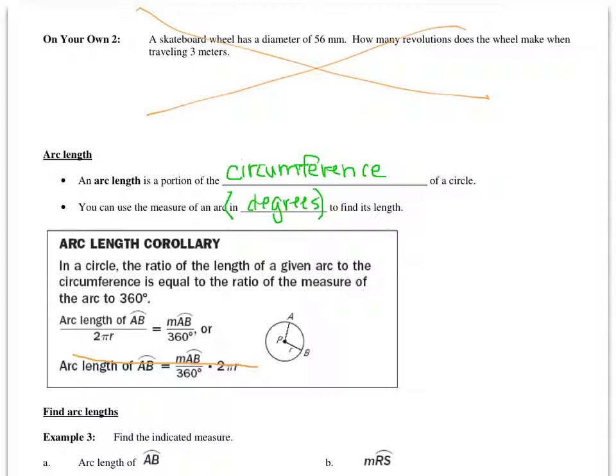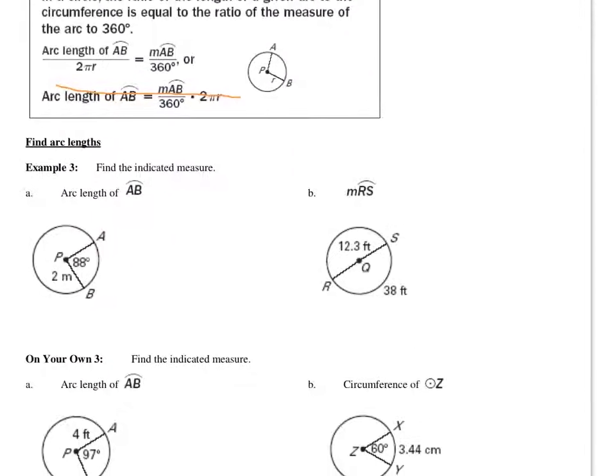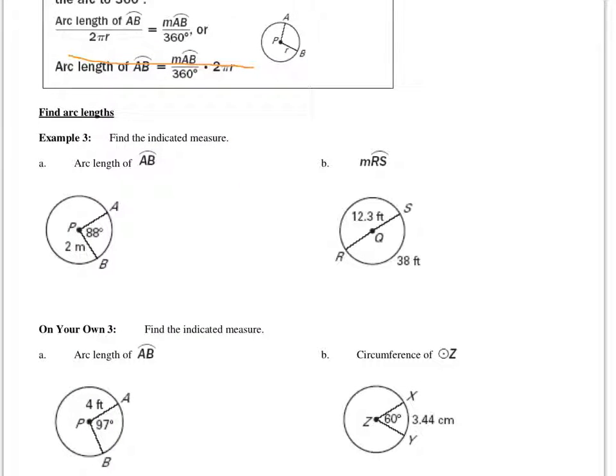Okay, let me move this up a little bit, and let's write some proportions to solve some problems here. It says find the indicated measure. We want the arc length of AB. So the arc length is how far from A to B as a length, like a unit in inches, or actually this one's going to be in meters. So we want to know how far from here to here in meters. Well, we know this radius is 2, so we can find the circumference, and we know this angle is 88, so this arc measure is 88, and all the way around is 360.